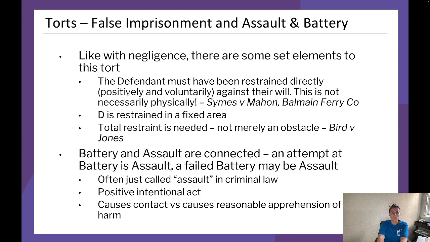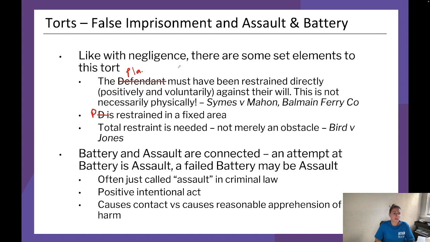That should not be defendant, actually. I'm lying. It should be P. Plaintiff. Sorry about that, I got mixed up there. So the plaintiff must have been restrained directly against their will. So there has to have been a positive and voluntary act by the defendant to do so.